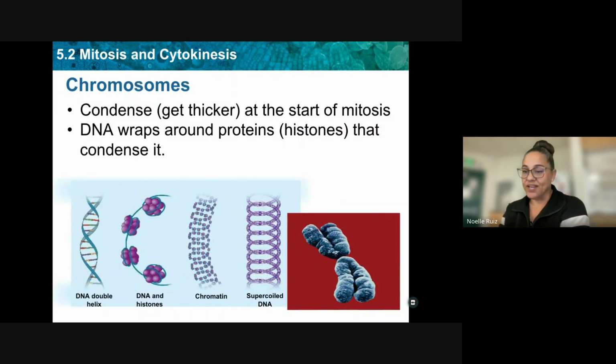Chromosomes condense or get thicker at the start of mitosis. DNA wraps tighter and tighter around those proteins, those histones, and that's what condenses it. So during interphase, DNA is just kind of laying there all willy-nilly. But when mitosis happens, we need DNA to be in those X-shaped structures. And they just keep wrapping tighter and tighter around those histones until they form the X's.